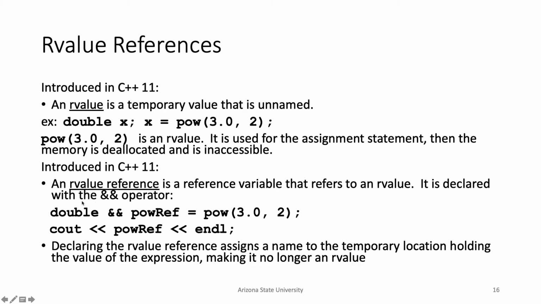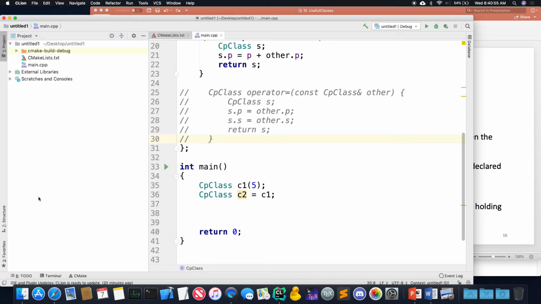So an R value reference is basically just a variable that is a reference to an R value. That's all it is. It's the same thing as a reference before with the ampersand, but now it's bound to an R value instead of an L value. So I can show you an example.